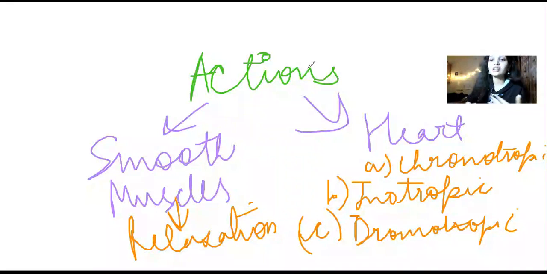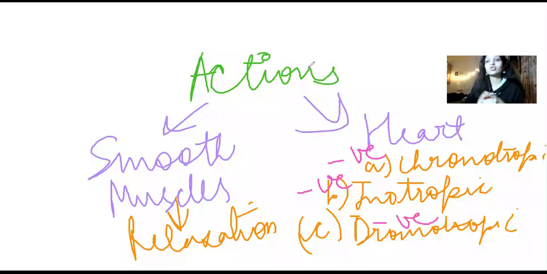The calcium channel blockers show a negative chronotropic effect. This means the heart rate is decreasing. If we say positive chronotropic, it means heart rate is increasing, but calcium channel blockers show a negative chronotropic effect. And they also show a negative inotropic effect, that means contractility decreases. And they show a negative dromotropic effect, that means conduction is also decreasing.